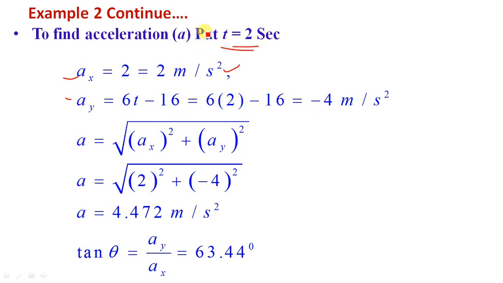We have to find out acceleration at t is equal to 2, so substitute t is equal to 2. You will get minus 4 meter per second square. Now, to find out the total A is equal to under root of ax square plus ay square, you will get the acceleration A is equal to 4.472, and tan theta is equal to ay upon ax, that is 63.44. So ax is positive, ay is negative. So it indicates that your acceleration lies in the fourth quadrant, and this is your theta. Okay.